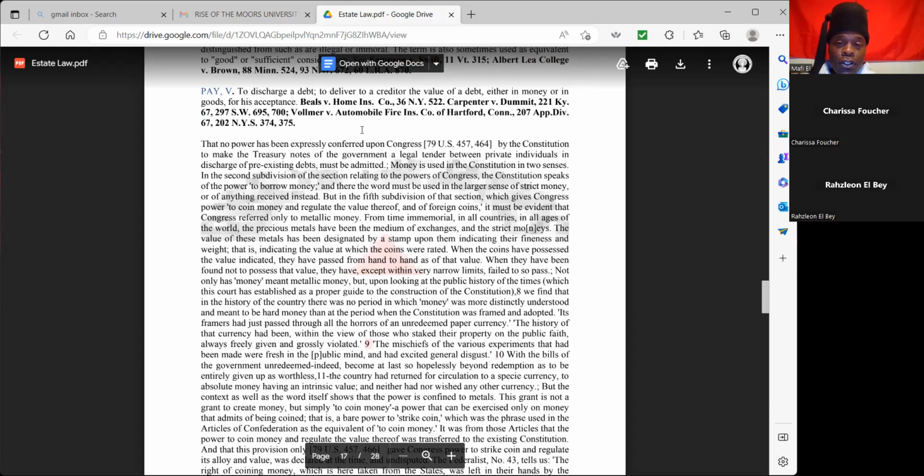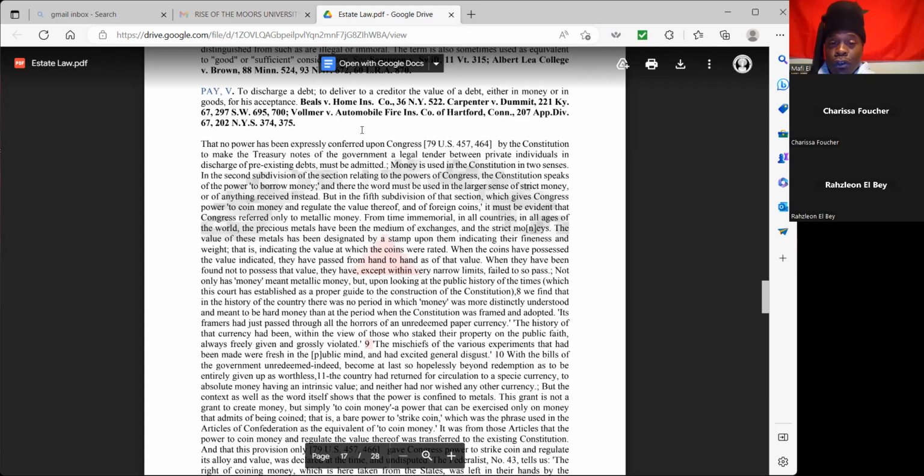Money is used in the Constitution in two senses. In the second subdivision of the section related to the powers of Congress, the Constitution speaks of the power to borrow money. And there the word must be used in the larger sense of strict money or anything received instead. But in the fifth subdivision of that section, which gives Congress power to coin money and regulate the value thereof and of foreign coins, it must be evident that Congress referred only to metallic money, right? Gold and silver, metal. Metallic, the root word is metal.